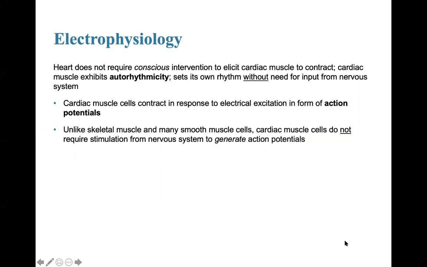Okay, so electrophysiology. The heart does not require conscious intervention to elicit cardiac muscles to contract. Cardiac muscle exhibits autorhythmicity, which means that it sets its own rhythm without the need for input from the nervous system. So unlike skeletal muscles, where in order for you to actually get a contraction, you must have nervous system intervention, cardiac muscle cells will contract in response to electrical excitation in the form of action potentials.